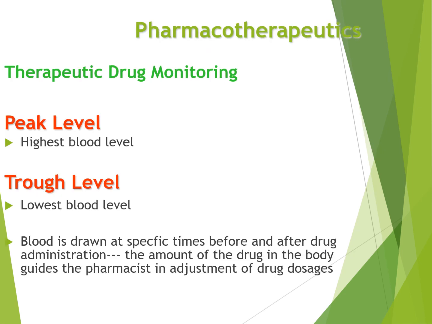In therapeutic drug monitoring, the peak is the highest blood level, the trough is the lowest blood level, right? So the blood is drawn at specific times before and after drug administration. So the amount of the drug in the body guides the pharmacist in adjustment of the drug dosages and also guides the provider, right? So if it's an infectious disease doctor and they're providing vancomycin to the patient, they need to know the peak and the trough because they're going to adjust the dose accordingly to the blood levels and what they're seeing in the patient.